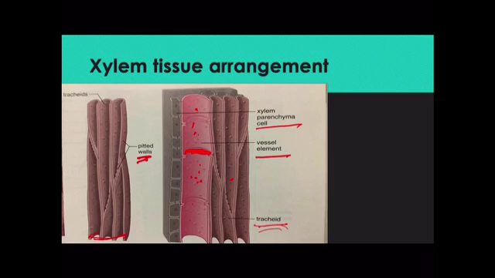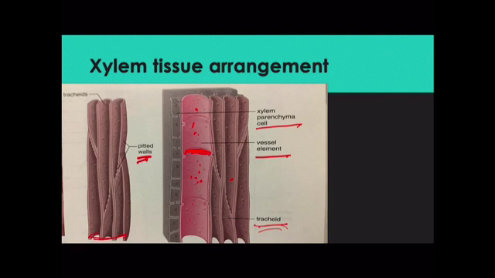Vessels are absent in pteridophytes and gymnosperms. So functions of vessels: vessels along with the tracheids are the main tissue of xylem of the vascular bundle in angiosperms, and help in conduction of water and minerals. They also provide strength and mechanical support.